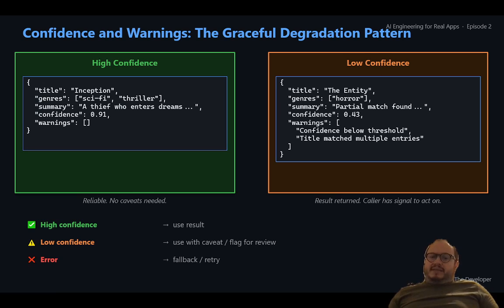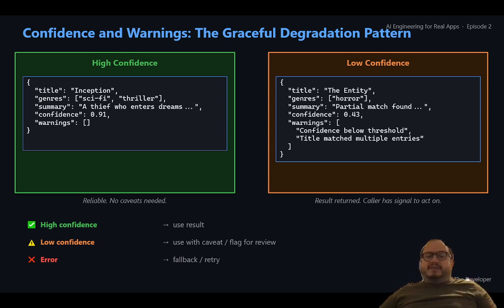Most APIs have two states, successful and error. For AI APIs, I add a third: uncertain success. An uncertain success is a response where the service returned a result, but the model was not confident. The caller needs to know that. Maybe they display the result with a caveat. Maybe they flag it for human review. Maybe they fall back to the default. That is the caller's decision, but only if you give them a signal.